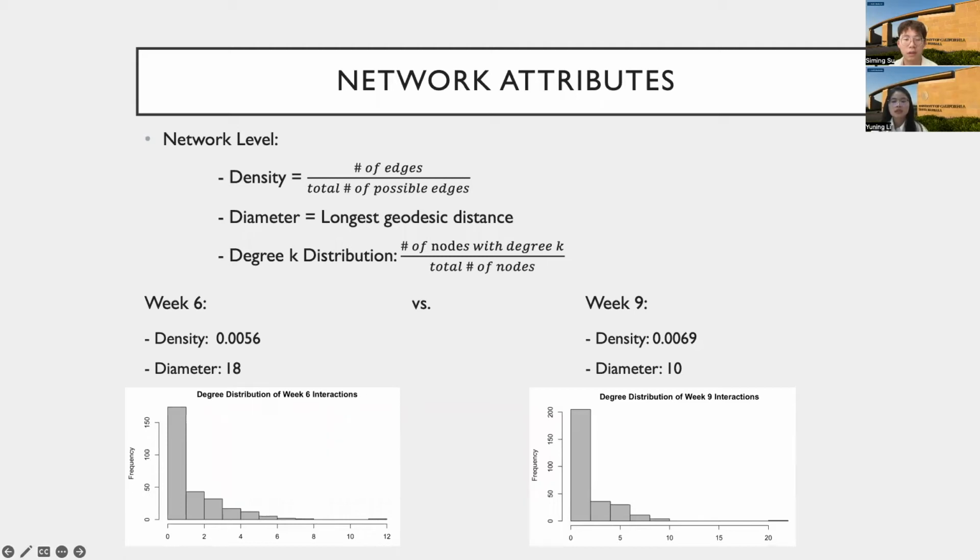In our datasets, we find that even though the diameter of week 6 interactions is much larger than week 9's, it has relatively lower density on average. Degree distribution captures the structure of the network. We can see that they are highly asymmetric, which means most students have low degrees.